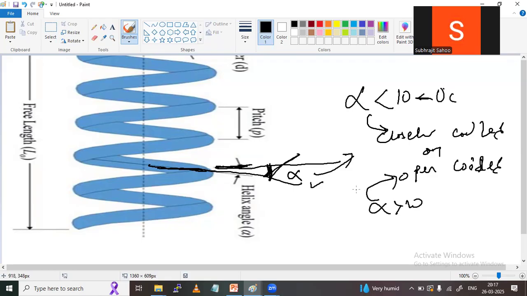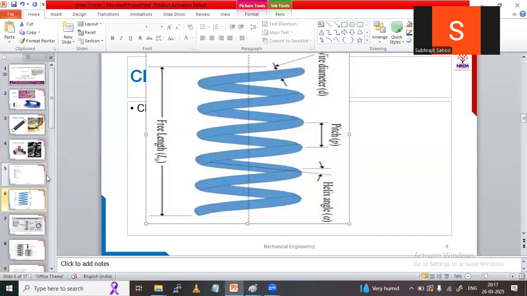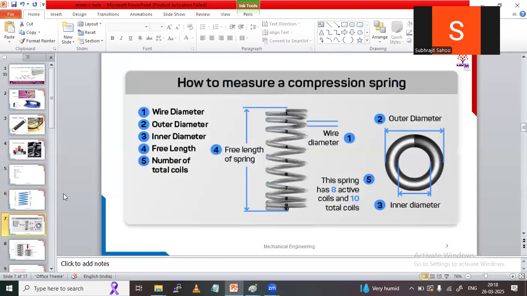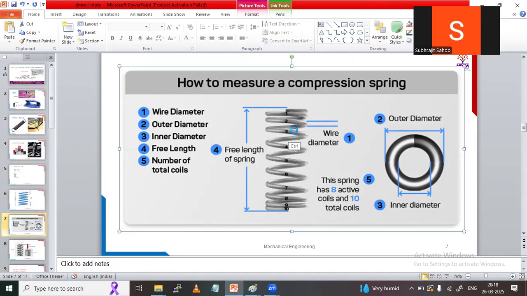In the next slides I will discuss this closely coil and open coil spring in detail, right? Next one, observe. Most important parameters here, we need to understand this one. Okay?